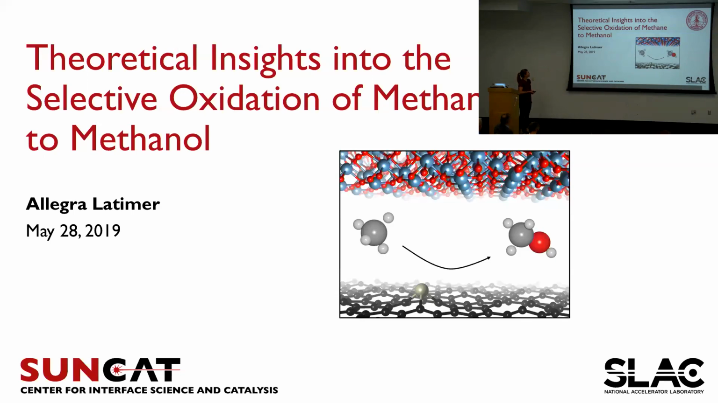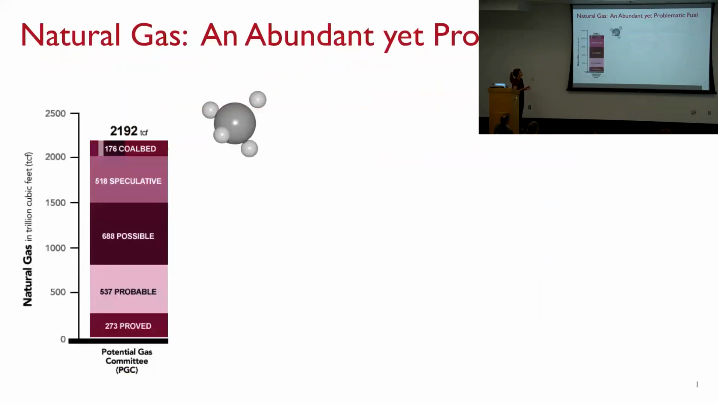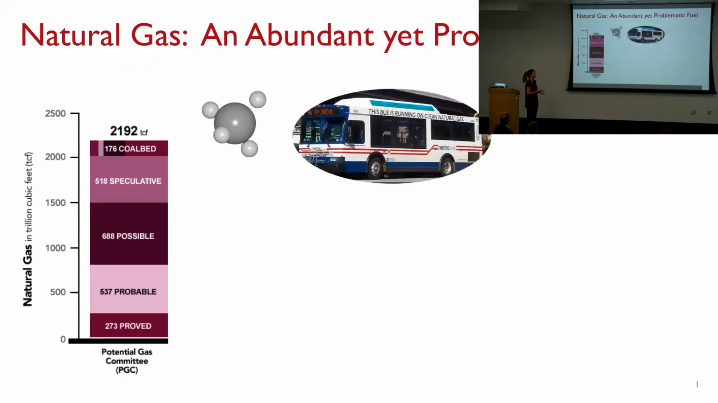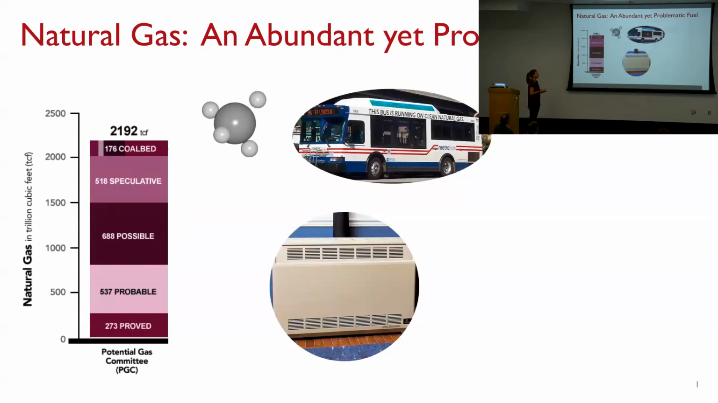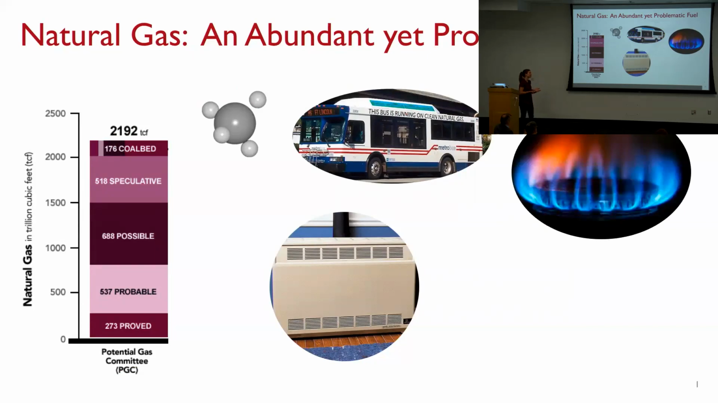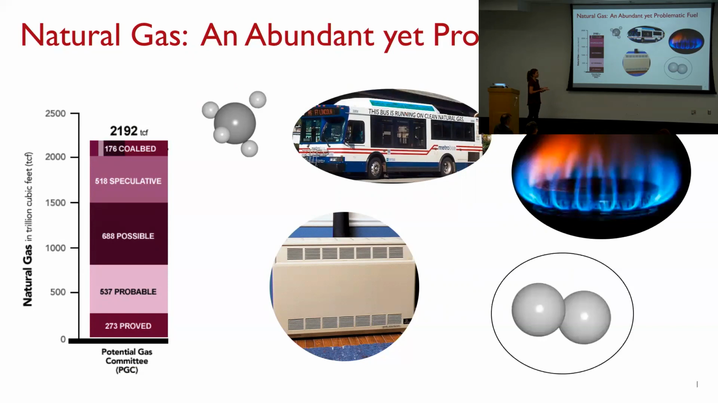Today we're going to be talking on a slightly different subject, and that's that of methane oxidation to methanol. It is estimated that over 2,000 trillion cubic feet of natural gas are lying in the Earth's crust. Natural gas can be used as a fuel to power our buses, to heat our homes, or to cook. And it can also be used as a chemical feedstock to make chemicals such as hydrogen gas.